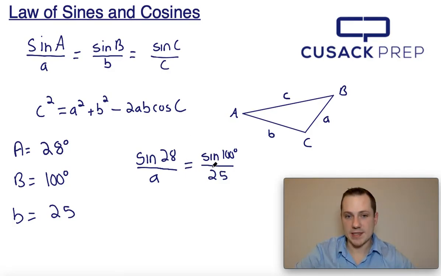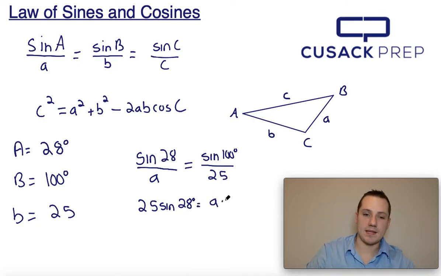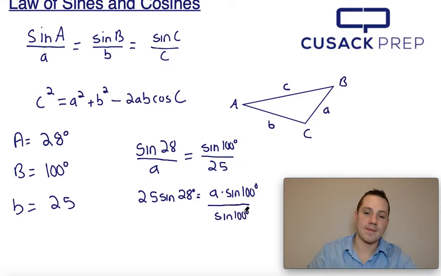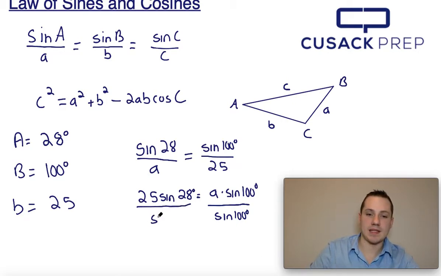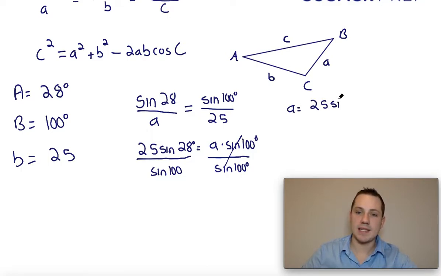Now that we have this, we can go ahead and cross multiply, so that we're going to have 25 times sine of 28 is equal to A times sine of 100. If we want to solve this for A, we're going to divide both sides by the sine of 100. And then what we end up with at the end is that side A is equal to 25 times sine of 28 degrees over sine of 100 degrees.